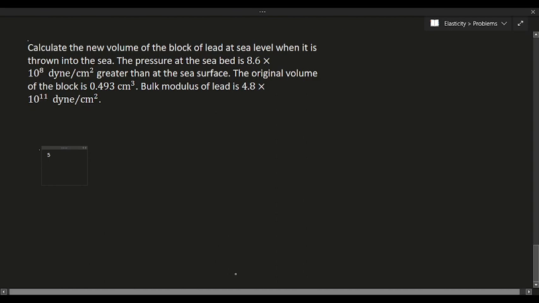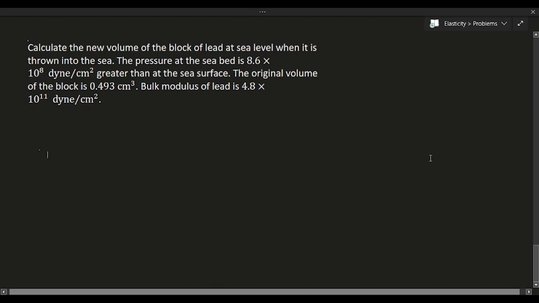Another interesting problem: we have a block of lead and its original volume is 0.493 centimeter cube. This is the volume of the lead under atmospheric pressure. When the same block of lead is taken into the sea, there is a pressure of water above it and around it onto the lead block. So because of the pressure of water, the volume of the lead block will decrease.